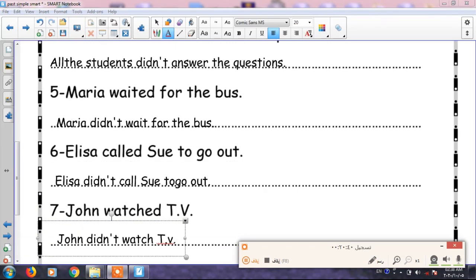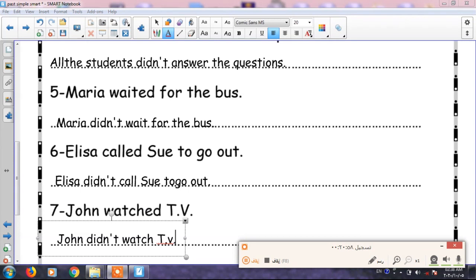Okay. Coming to number 5, Maria waited for the bus. Here I put didn't before the verb and I put the verb in the infinitive form. So it will be Maria didn't wait for the bus.